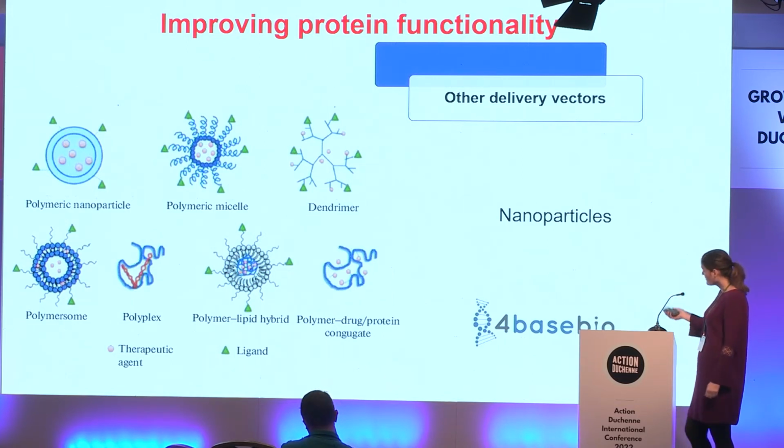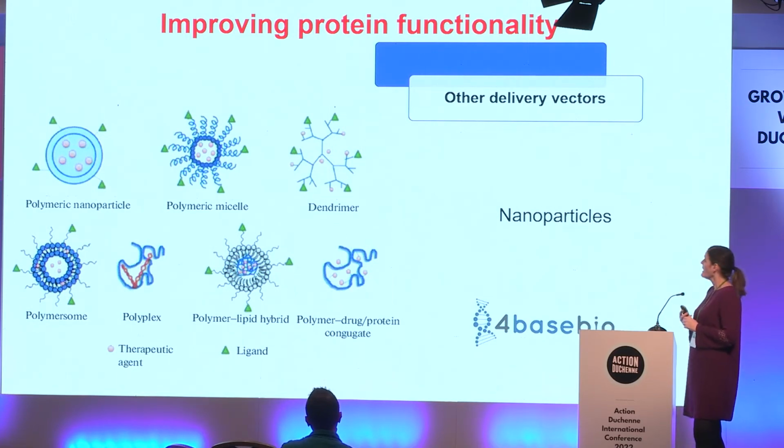So we're working again with another company called 4Base Bio, who have a patented nanoparticle. They call it a non-viral vector rather than nanoparticle, but it's called Hermes, so hopefully it will deliver nicely to muscle. And they also have a patented DNA synthesis, which is linear DNA rather than circular DNA, which is normally used for generating the DNA copies.